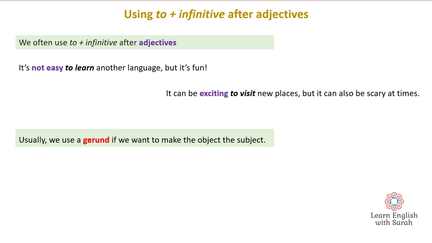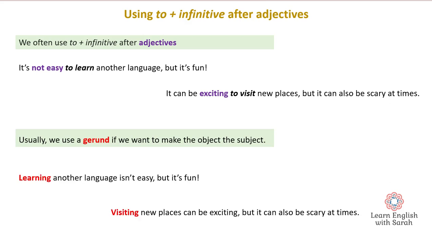Now we talked about this the first time, that generally we prefer the gerund if we want to make the object the subject, and with these 2 sentences it gives us this. So learning another language isn't easy, but it's fun. Visiting new places can be exciting, but it can also be scary at times. So same meaning, but we've slightly changed the grammar. Okay?